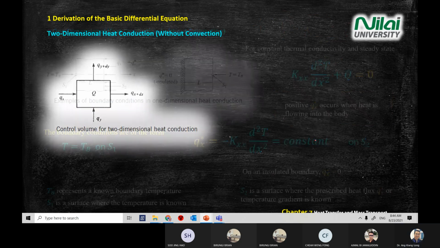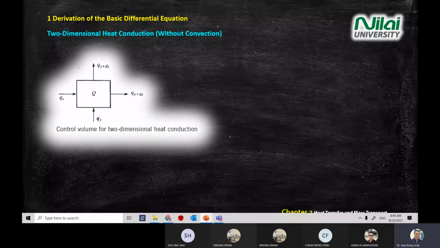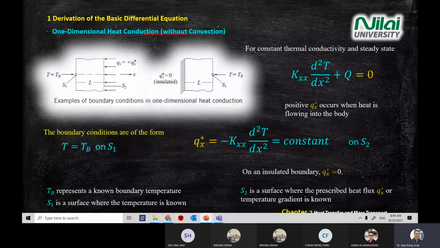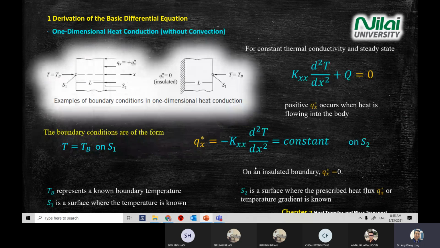We have done the one-dimensional heat conduction without convection. We'll go for a short break and then look at two-dimensional, where heat transfer also happens in the Y direction. We already completed the explanation of one-dimensional heat transfer under the conduction mechanism, which is in the X direction. After the break, we will come back and look at two-dimensional in the Y direction and X direction. I stop the recording.